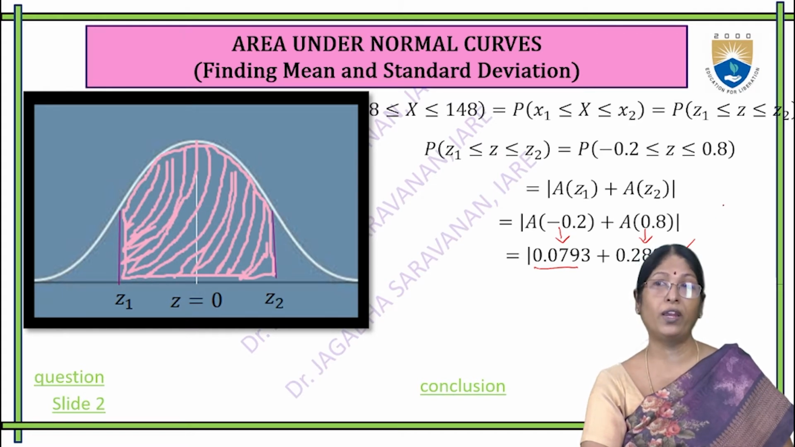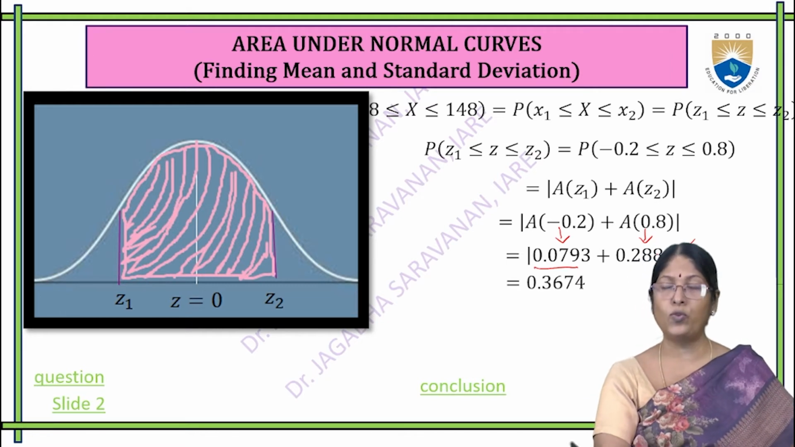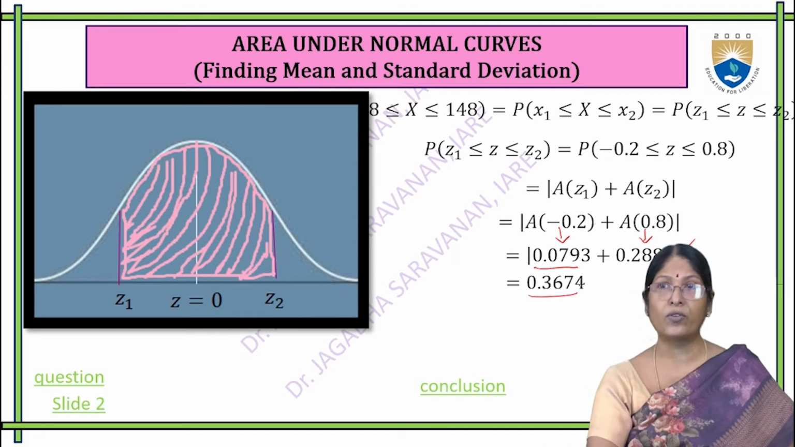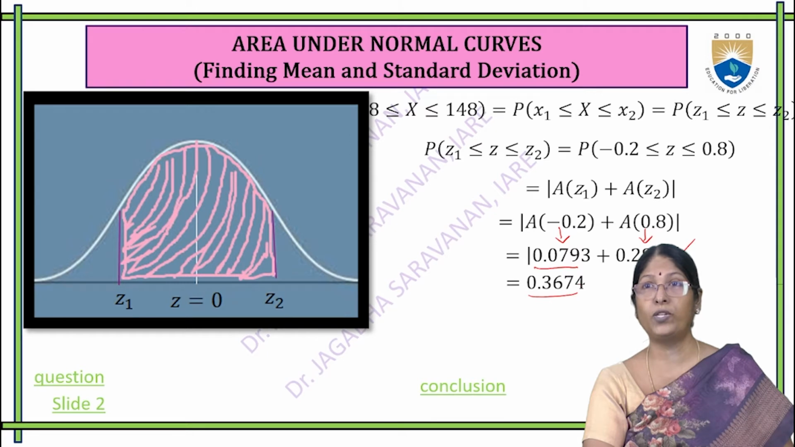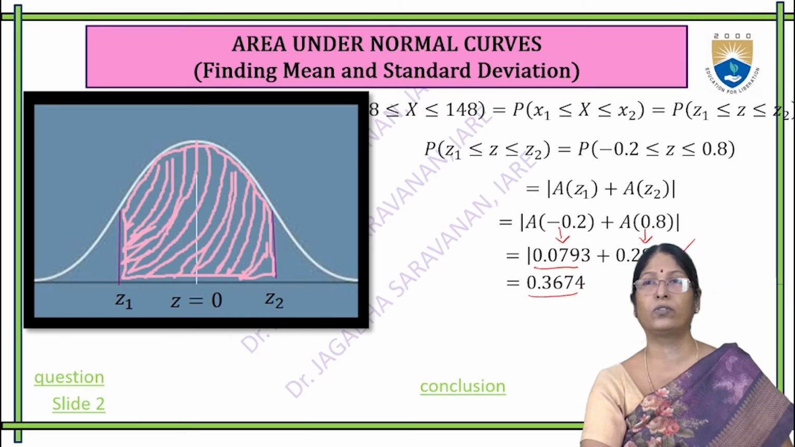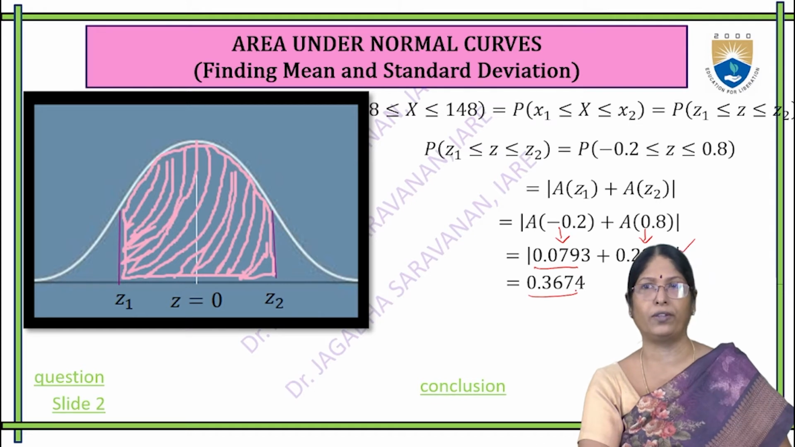How did we replace these? Did we take any help from the table? Yes, we have taken the normal distribution table, and using that, we have written these values here. So we added them for the final result, that x lies between 138 and 148 pounds of weight. We got 0.3674. But for students, we can't give a decimal part.